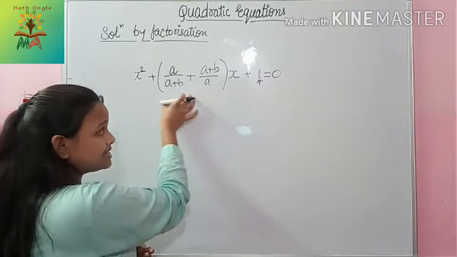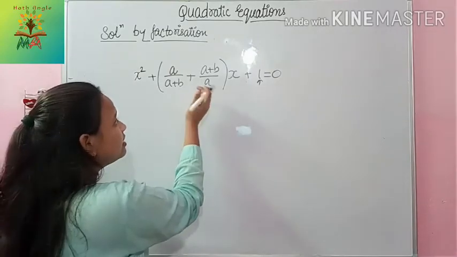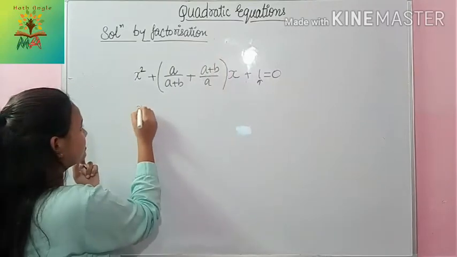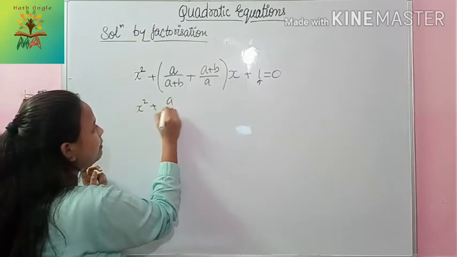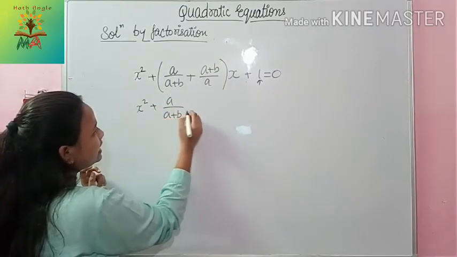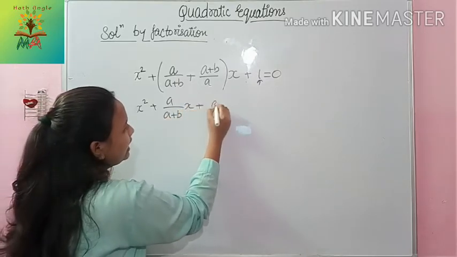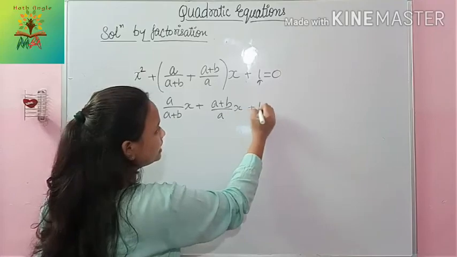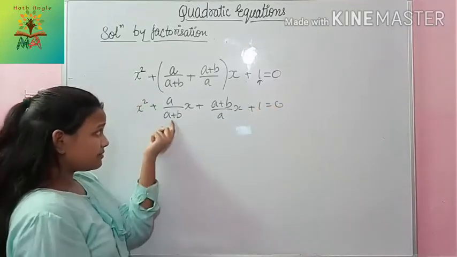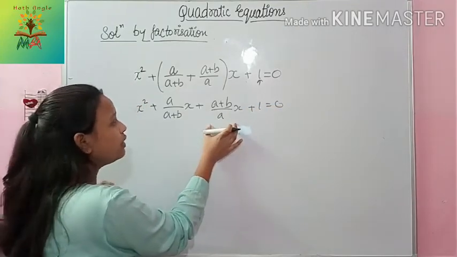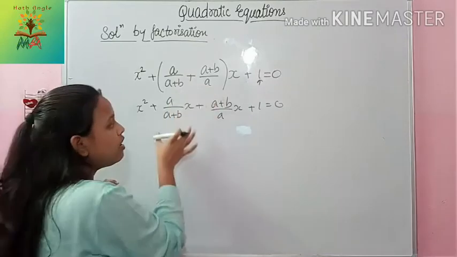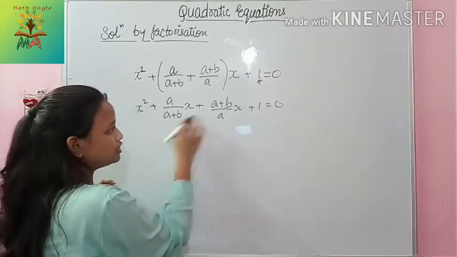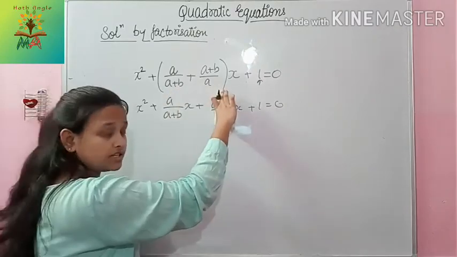सो हमें इसके मिडिल टर्म से हिंट मिल रहा है दैट अगर हम इन दो फैक्टर्स को सेपरेटली लिखें दैट x square plus a upon a plus b x and a plus b upon a x plus 1 is 0. सो अगर हम इन दोनों फैक्टर्स को ऐड करेंगे सो हमें ये मिलेगा और मल्टीप्लाई करने पे हमें 1 मिलेगा. सो दिस मीन्स 1 शुड बी the product of these two numbers.